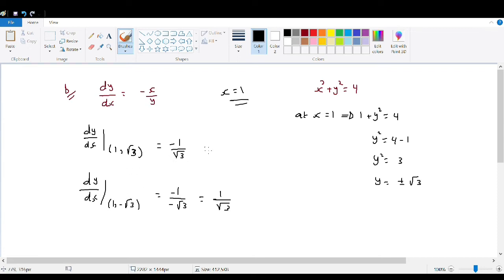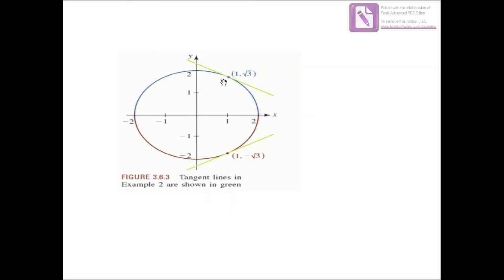Let us see this one from the graph. For our function, x squared plus y squared is equal to 4, so here we have r is equal to 2, and we have 2 tangent points at x is equal to 1. The first one we have at the point 1, root 3, and the second one we have at 1, minus root 3. So this function has 2 tangent lines where x is equal to 1, at 1, root 3 and 1, minus root 3.